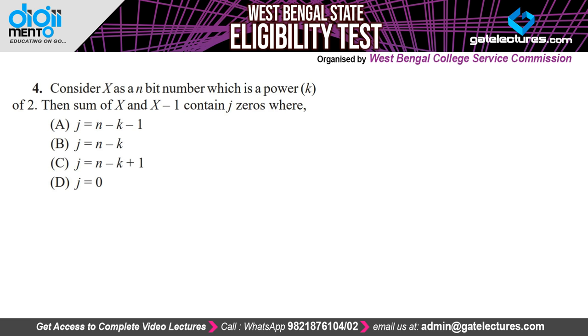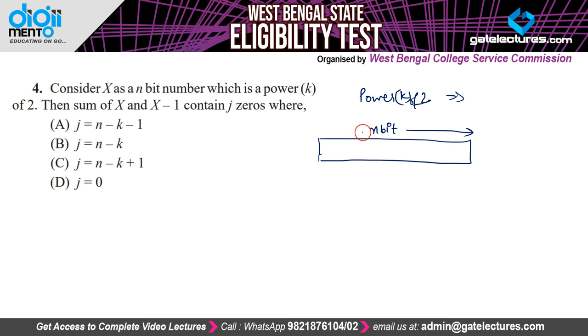Next case: consider x as an n-bit number which is a power k of 2, then the sum of x and x minus 1 contains j zeros, where... Okay, so what do they really mean? When they say the power k of 2, that means x is an n-bit number, from here to here, correct? And it is a power of 2, so it should be 2 raised to power k.